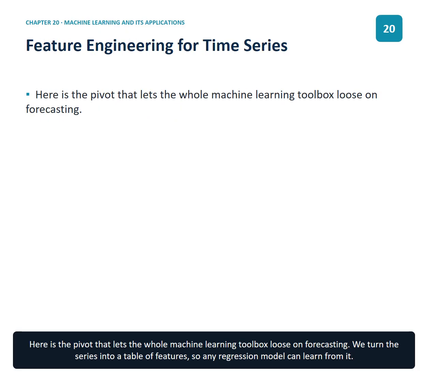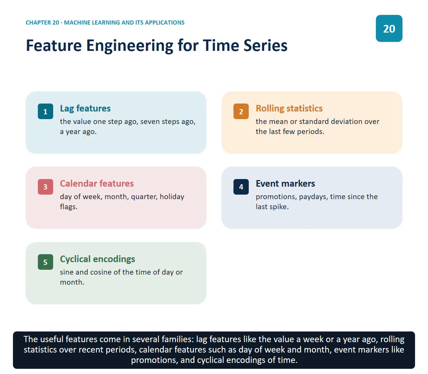Here is the pivot that lets the whole machine learning toolbox loose on forecasting. We turn the series into a table of features so any regression model can learn from it. The useful features come in several families. Lag features like the value a week or a year ago, rolling statistics over recent periods, calendar features such as day of week and month, event markers like promotions, and cyclical encodings of time.